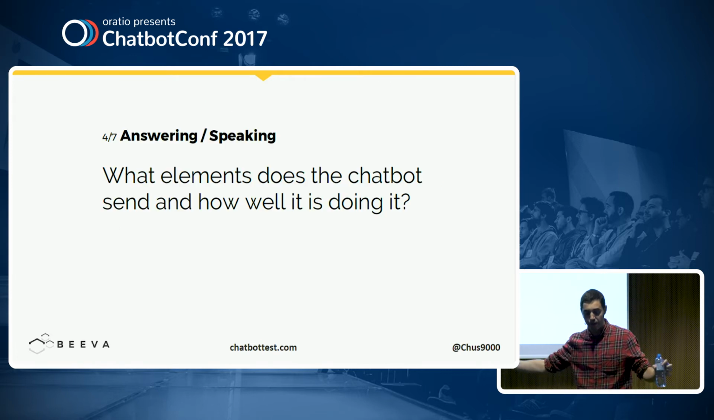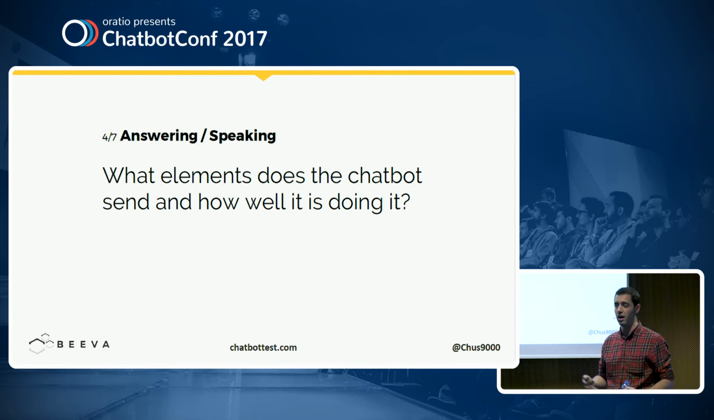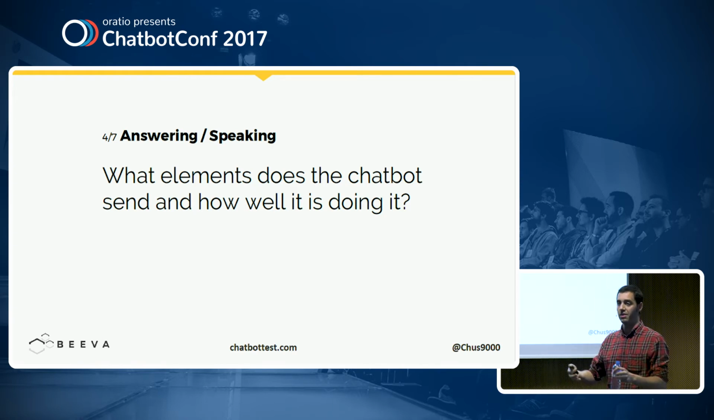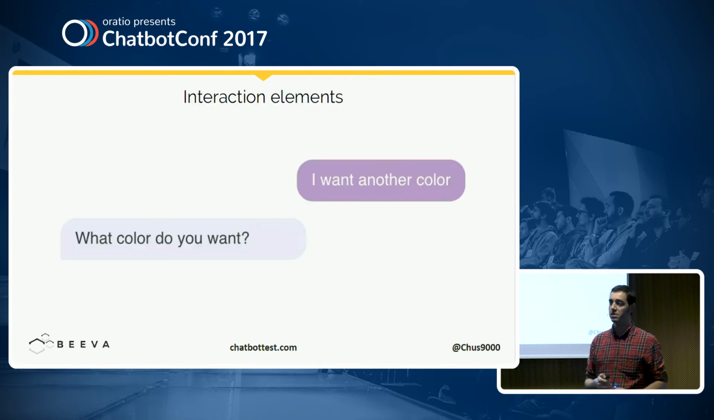About the category of answering and speaking, also, what elements does the chatbot send and how well it's doing it, has to do with usability and how easy it is to understand and to see what a chatbot is showing us. And so, for instance, about interaction elements. I was talking with him. I told him I want another color. It was for my hair, okay? And he asked me, what color do you want? And he's going to offer me several different colors.